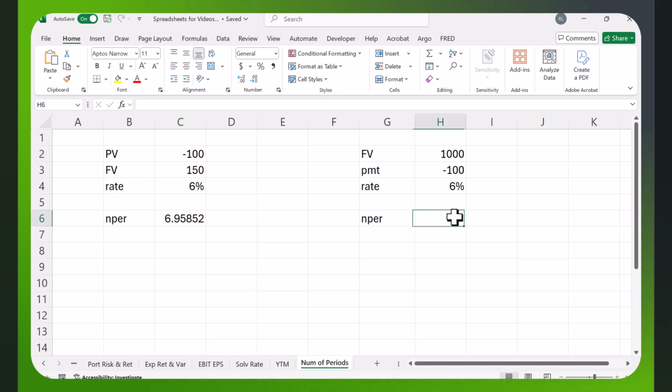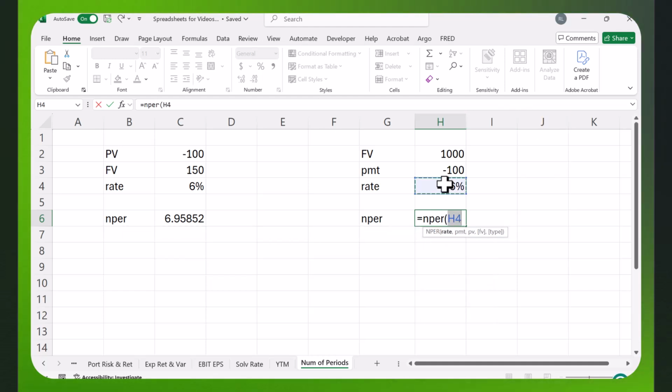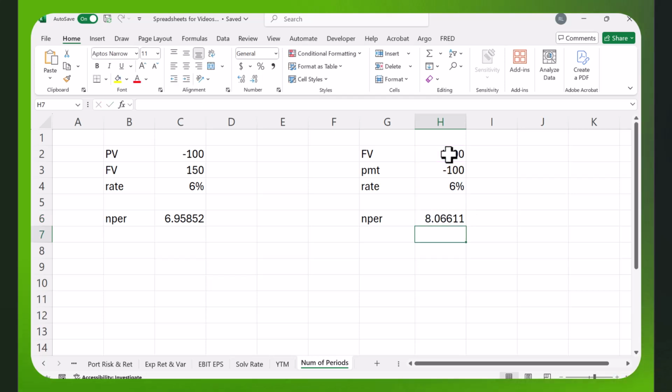Over here, for the second example where I did it with an annuity, same thing, NPER, the rate is 6%, the payment is minus 100. In this case, we don't have a PV, so I'll just put 0 in, and the future value was 1,000, and again, I get 8.066.